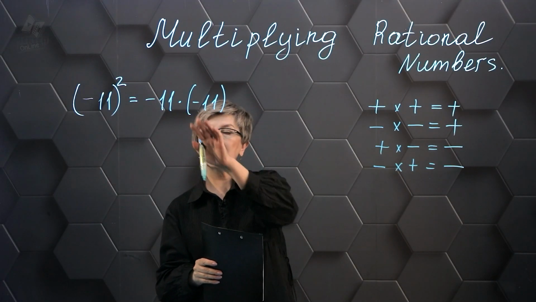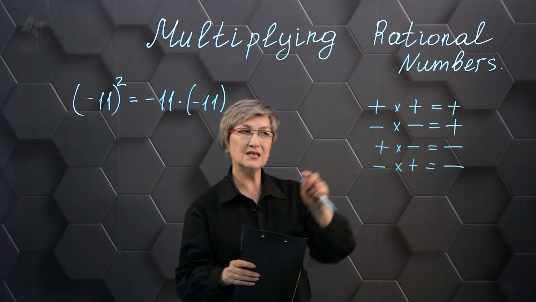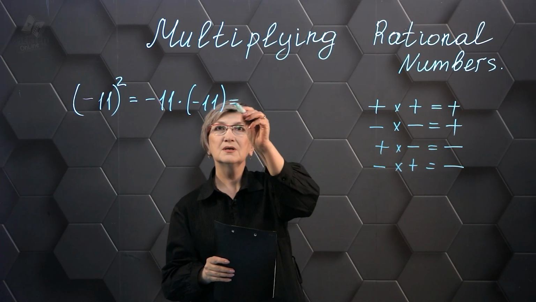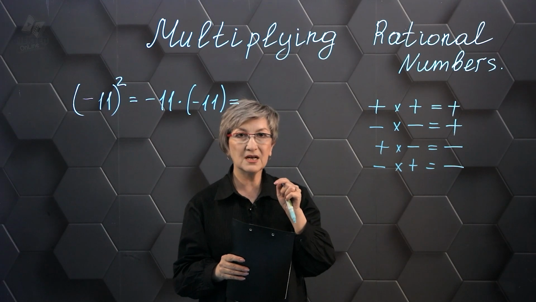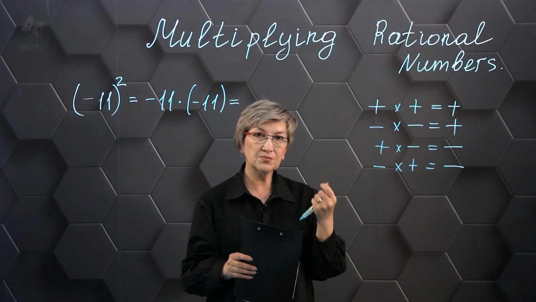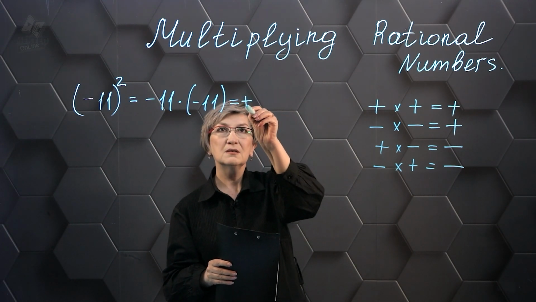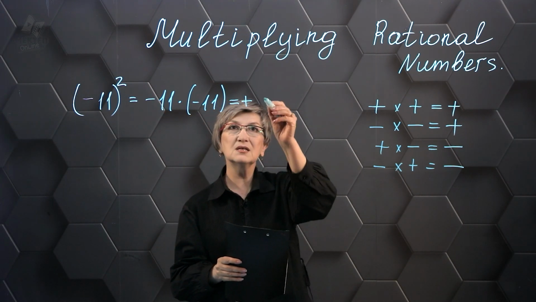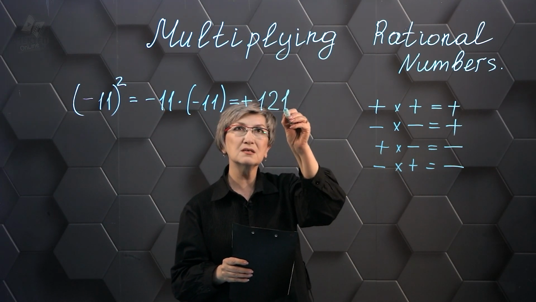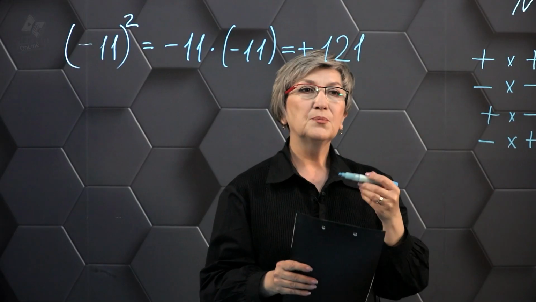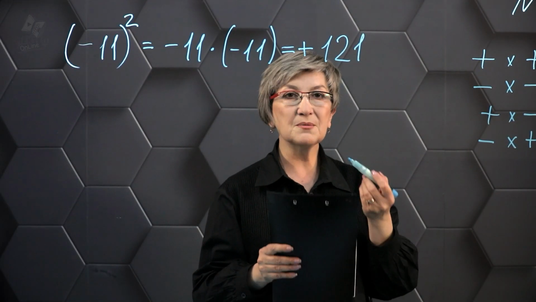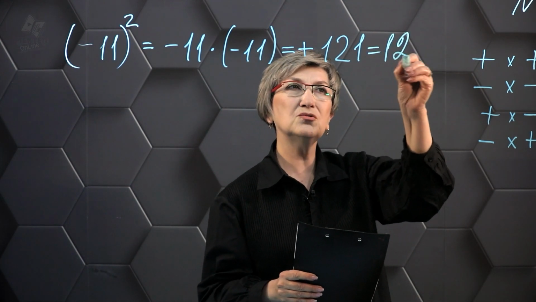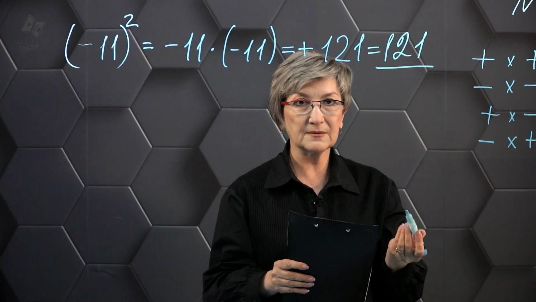According to the rule for multiplying two negative numbers, the result is a positive number. Always check the sign first. This will prevent mistakes. The answer is positive. Now, let's do 11 times 11. That's 121. The result is plus 121. Yet we don't write the plus before the number. So I'll write 121.